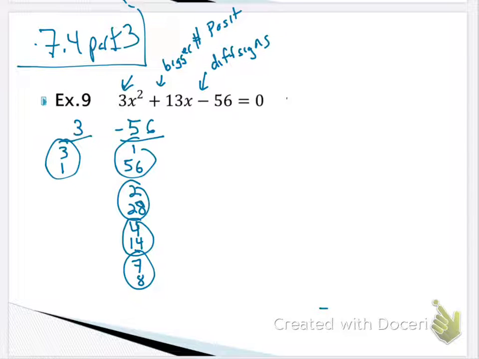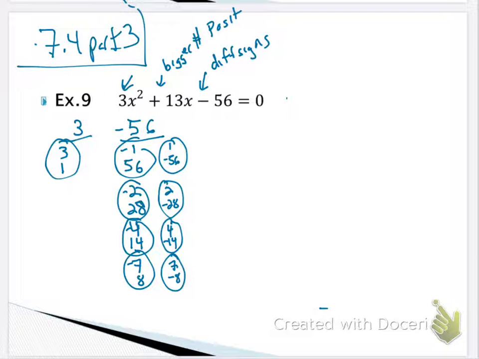But we know one of them is going to have to be negative. So let's make the smaller numbers negative in this case. And then we have the options of the bigger number being negative. Okay, so now we've accounted for all of them, and now we're going to work through them.